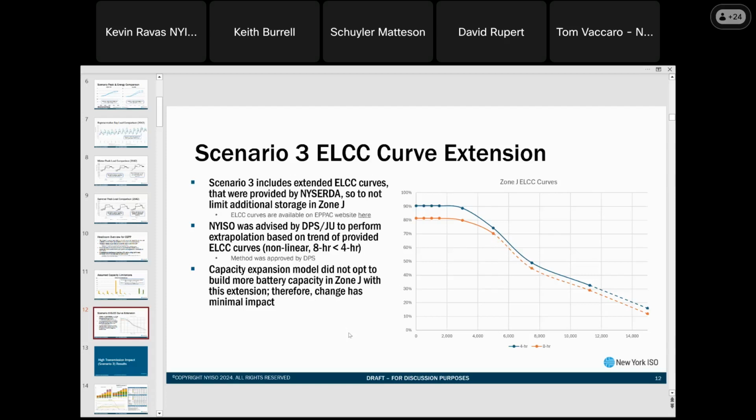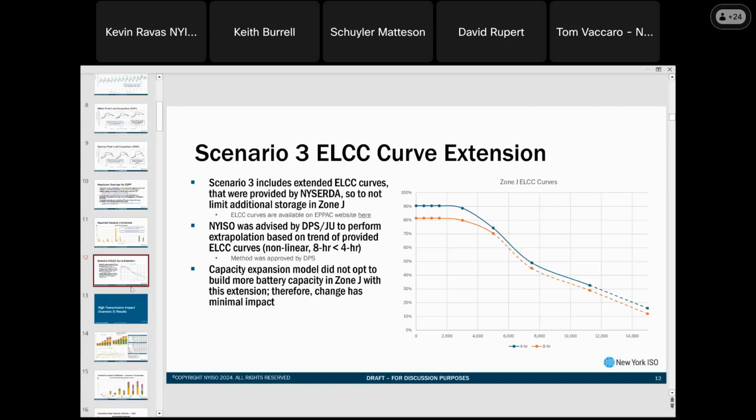So there was a lot of discussion around that. However, when we finally implemented this extension of the curve, the model did not opt to build more battery capacity. So therefore, this change has minimal impact, but we wanted to highlight it. And in addition, this was only a concern with Zone J storage. There's curves provided for other resources in other zones, but the model did not come close to meeting the ends of those curves. So that brings me to the end of this section where I discuss the assumptions.